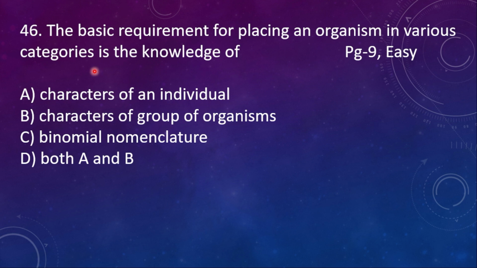The basic requirement for placing an organism in various categories is knowledge of what? Characters of an individual, characters of a group of organisms, binomial nomenclature. The answer is both A and B. The basic requirement for placing an organism in various categories is the characteristics of an individual and even the characteristics of a group of organisms. So the answer will be both A and B.